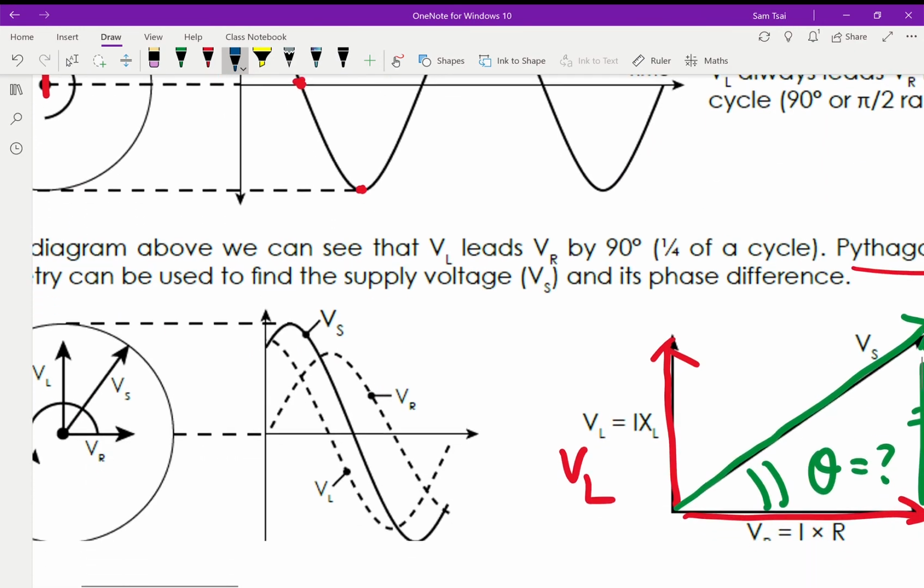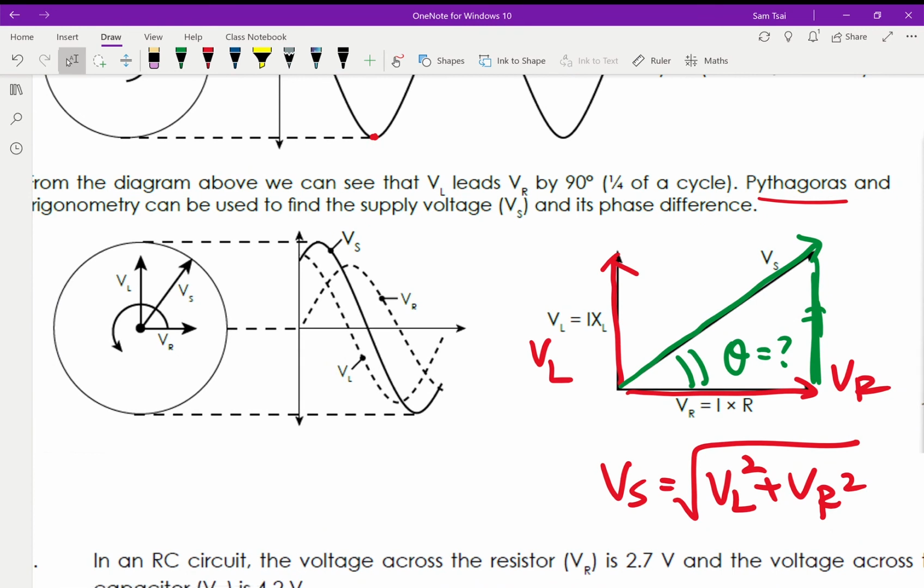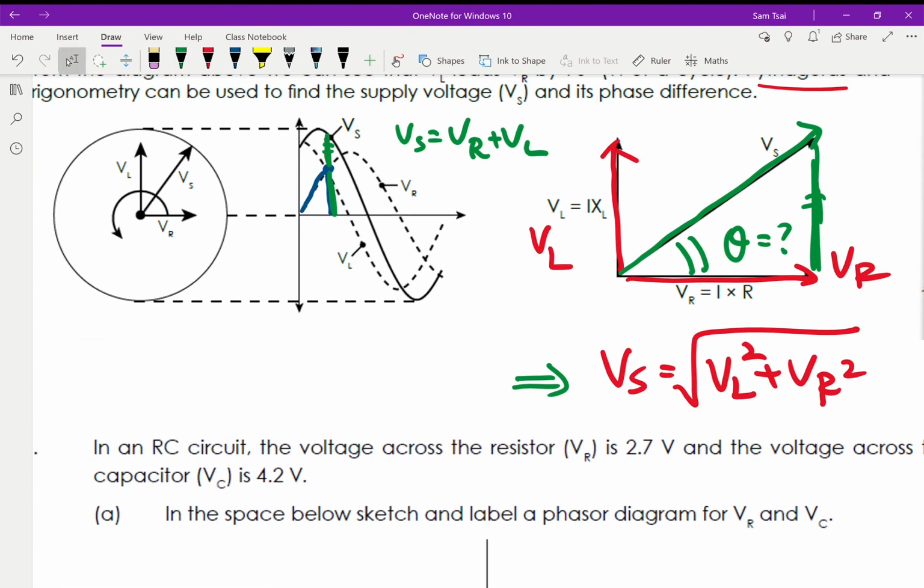Similarly for the inductor, they are the same. The moment VR is here, this is the VR, and VL is the same number, that much. So you can move this one to here. When you add them together, VS is VR plus VL as well. But the phasor diagram makes working out the numbers much easier, just by Pythagoras. I hope this makes sense, and we will do one question later.